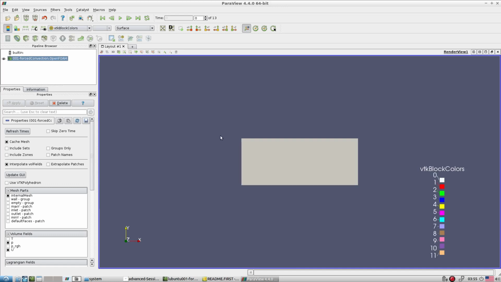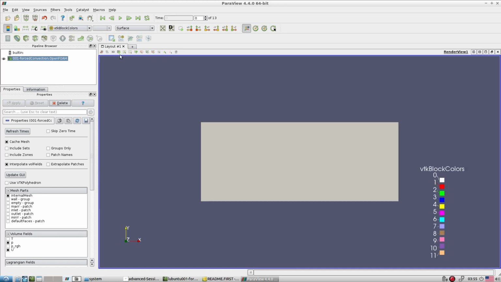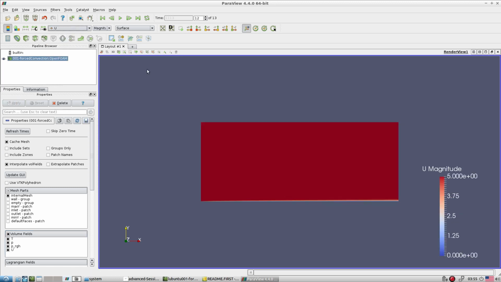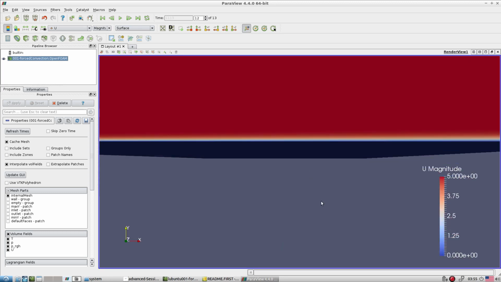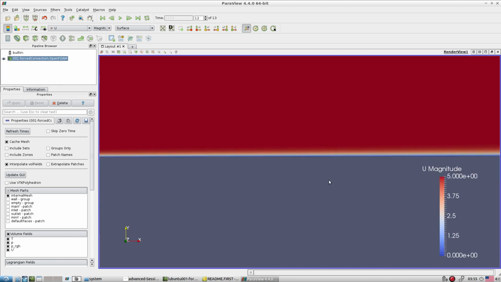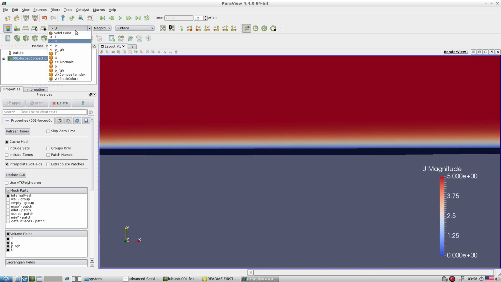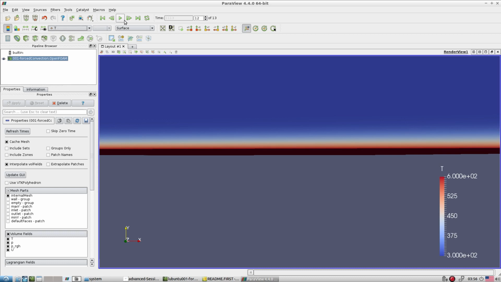Okay, so let's look at what exactly happened here. So this is the flow, and let's see all the variables. Let's start with the velocity. Look at very close to the wall. Okay, so we have a very nice boundary layer development. Same way, let's look at the temperature. Okay, so slowly it's going to propagate here.